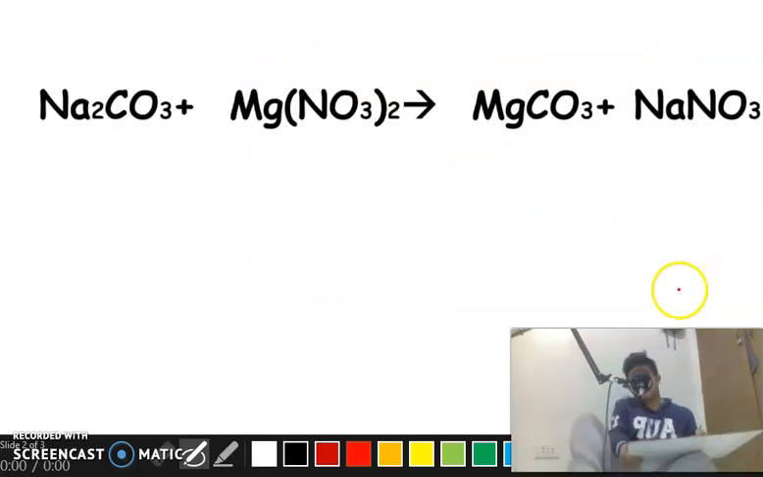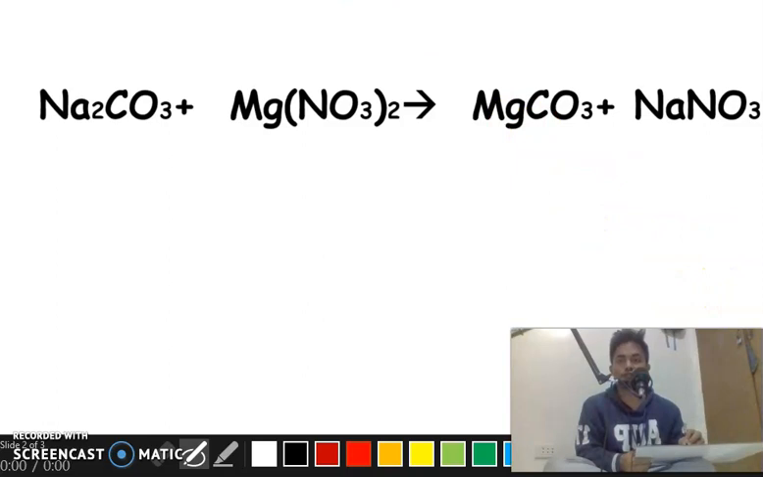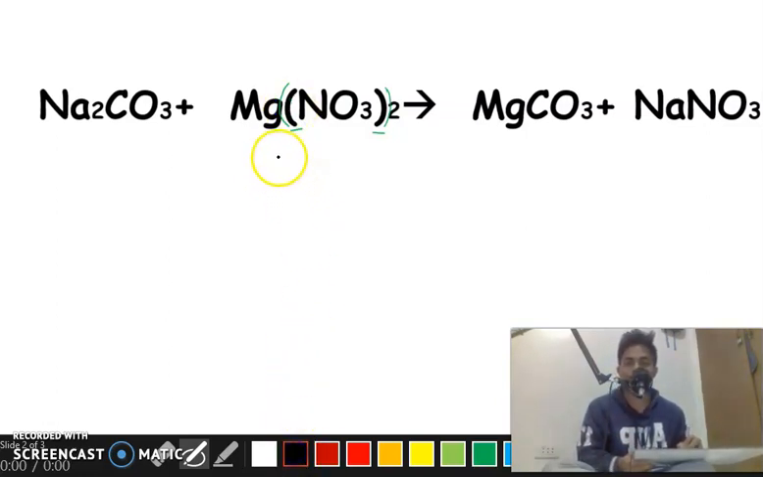The next. Okay. So for this one, I think this is a new part for everyone because you are going to have a parenthesis. So this is something new. However, just think of it like a math thing. Let's try to count down first all of the elements involved. So we have here sodium, you have carbon, you have oxygen, you have magnesium, and then you have nitrogen.